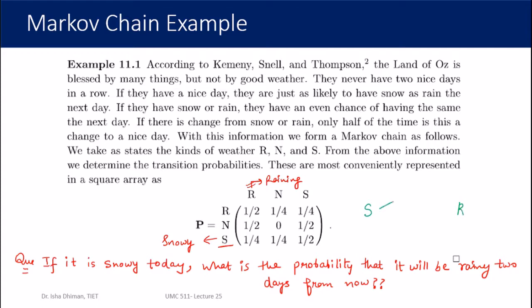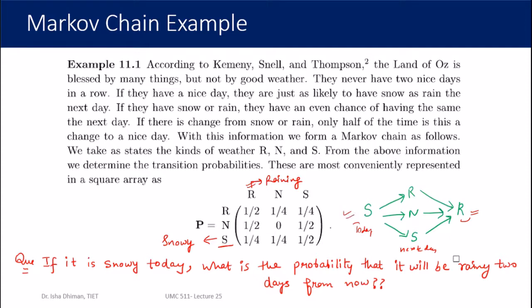So S to R, but you want to go through 2 days. So there will be 2 steps involved. Firstly, you have equal probability of going from R to N to S. You have 3 possibilities. Okay, so this is today, this is tomorrow, the next day, and this is after 2 days, the day after tomorrow. So we have to reach here. So in between, the next day, there are 3 possibilities.